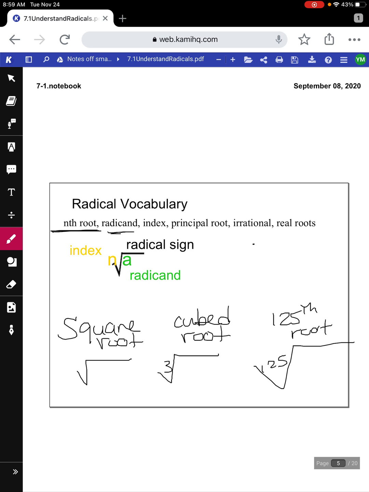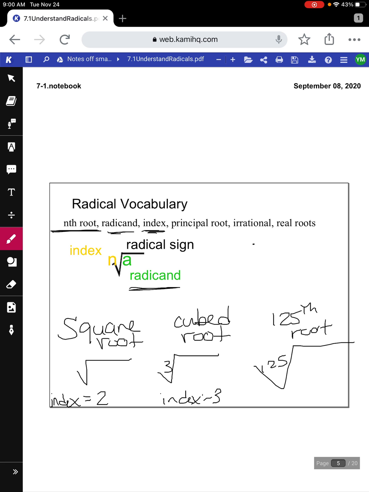Radicand. Radicand is the number inside. Where that green A is, that's the number inside. Index. Index is the little number outside. Square root has an imaginary 2 that's not there. All the rest of them, the number will be outside. That is called the index. This 3. So here, the index equals 2. Here, the index equals 3.